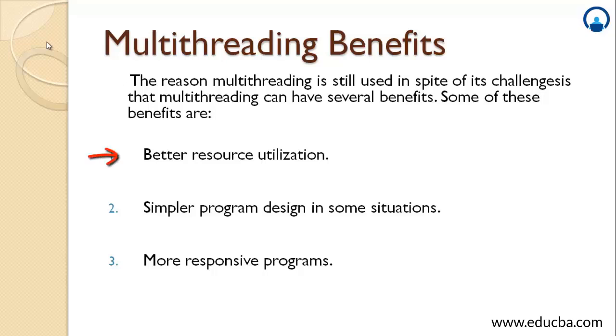So what is meant by better resource utilization? Better resource utilization means that you are using your resources more efficiently. You are not blocking any resource for any particular work, or keeping your resource idle for some period of time. That is called better resource utilization. Then we have simpler program design in some situations. When you have to execute multiple instances of the same program, you have to write complex code and handle each of the situations. Just by implementing the multi-threading model, you can achieve a simpler program design in some situations. And the programs that you write will be more responsive than the ones you have already written.